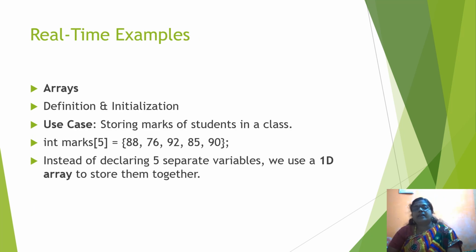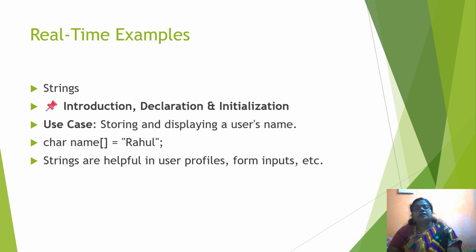Some real-time examples. Arrays: the use case is storing marks of students in a class. int marks of size 5 stores the values 88, 76, 92, 85 and 90. Instead of declaring 5 separate variables, we use a one-dimensional array to store them together. Strings: the use case is storing and displaying a user's name. char name array equal to Ragul. Strings are helpful in user profiles, input, etc.